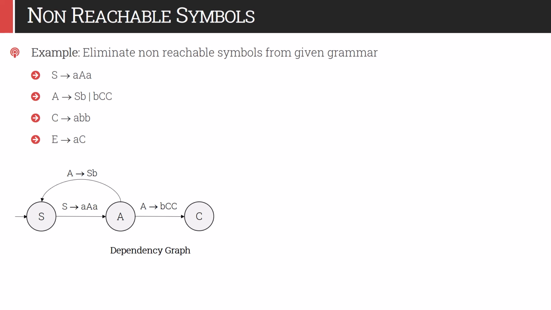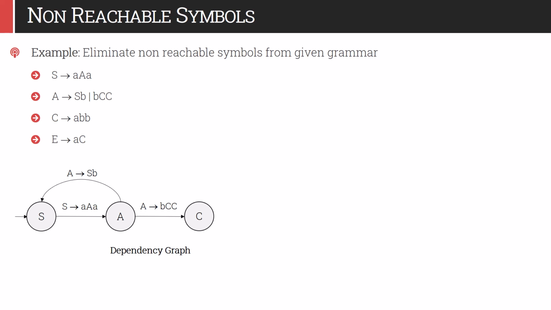Next production is C gives ABB. Now here we have all terminal symbols on the right hand side of the C. So we don't have to do anything, because right now we are interested in non-terminal symbols only. So there will not be any arc for the third production.